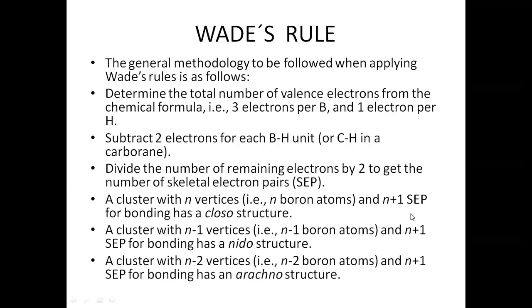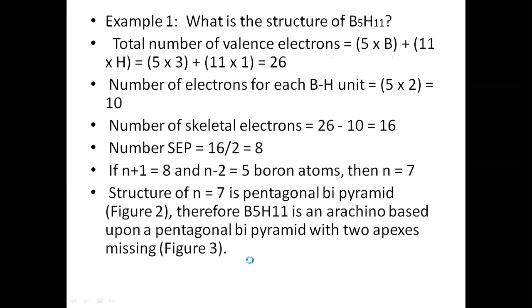Apart from this, if the number of boron atoms equals n, then the shape of that compound is closo. If the number of boron atoms residing on the corners is n minus 1, then the structure is nido. If the number of boron atoms on the vertices is n minus 2, then the structure is arachno.